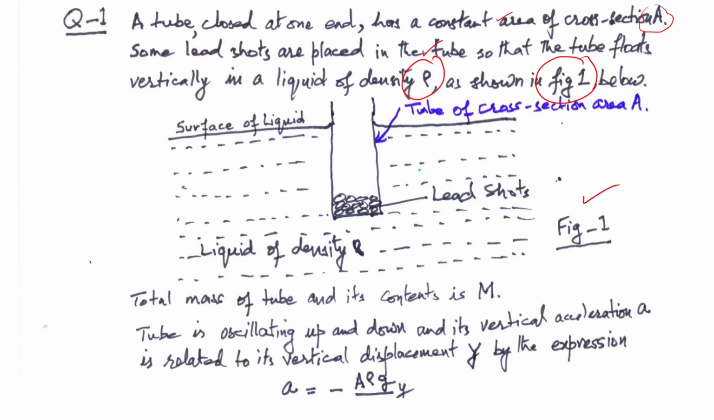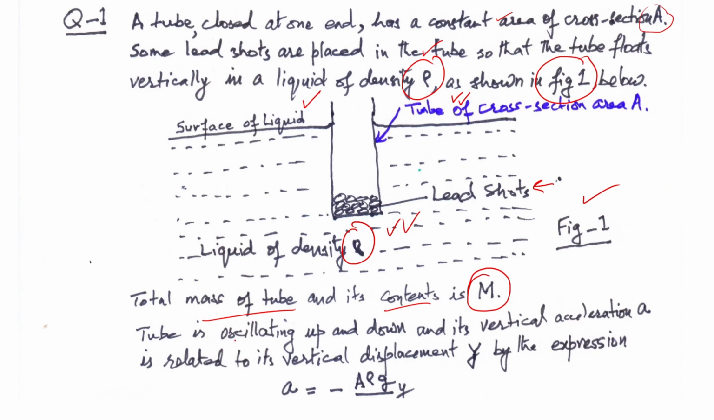Figure 1, can you see there are lead shots shown? Surface of liquid is shown, tube of cross-section area is shown, and liquid of density ρ is also shown. Total mass of tube and its contents is capital M.